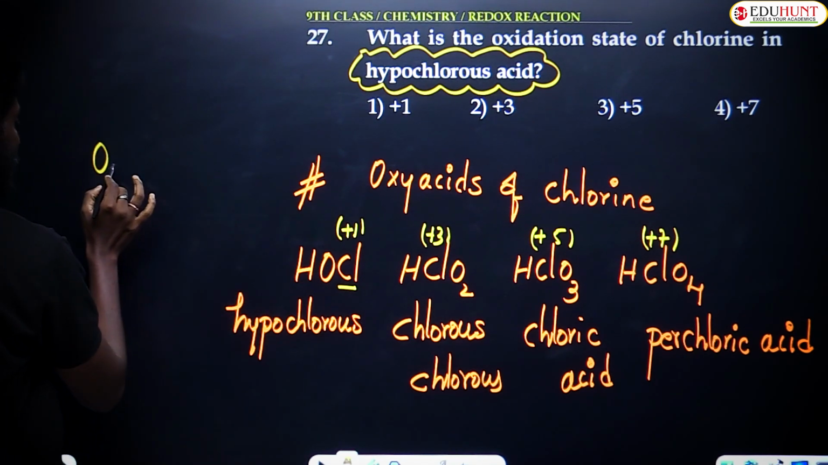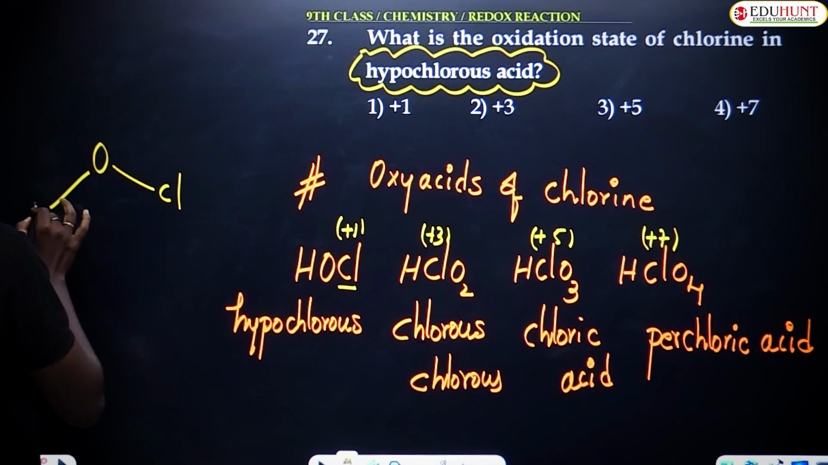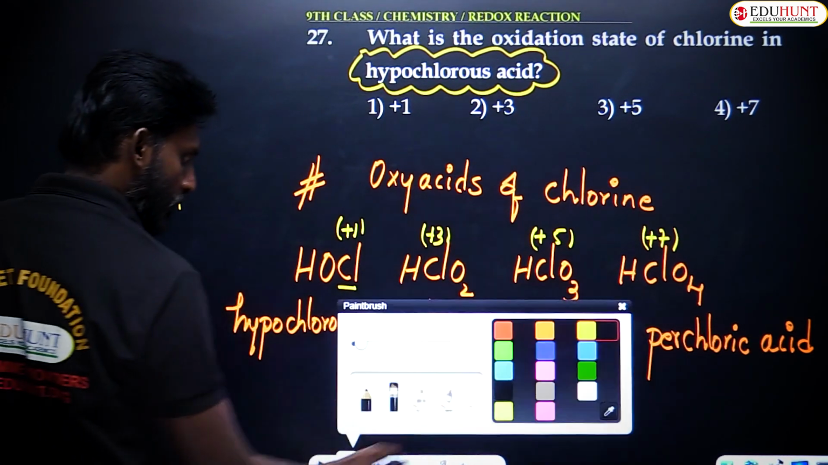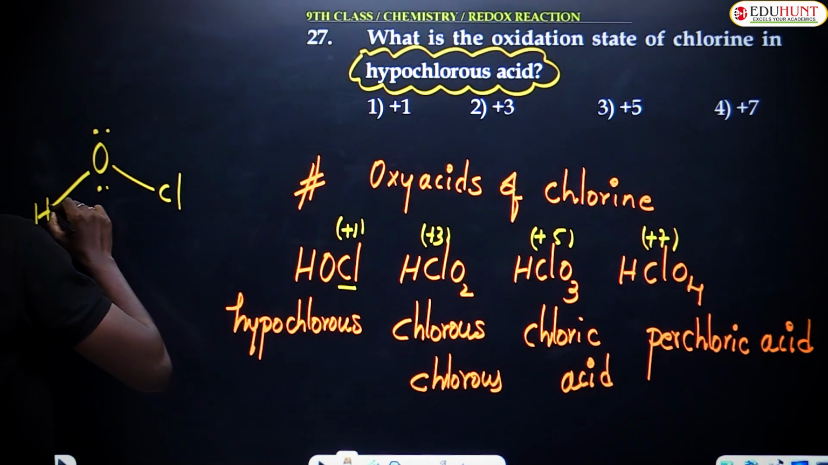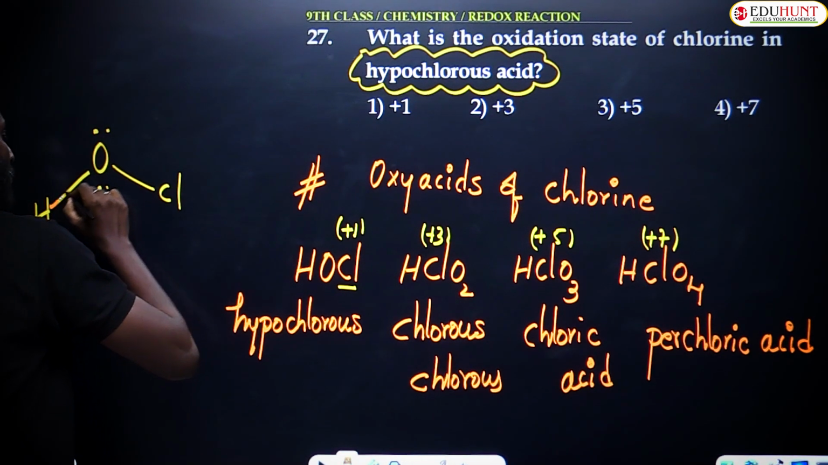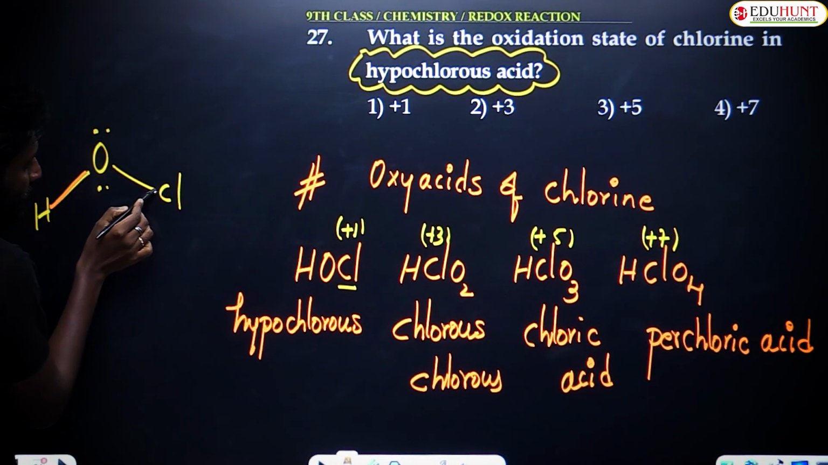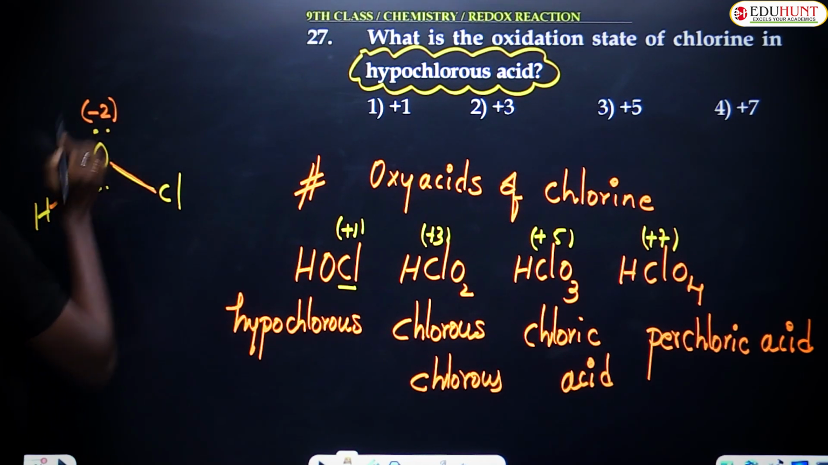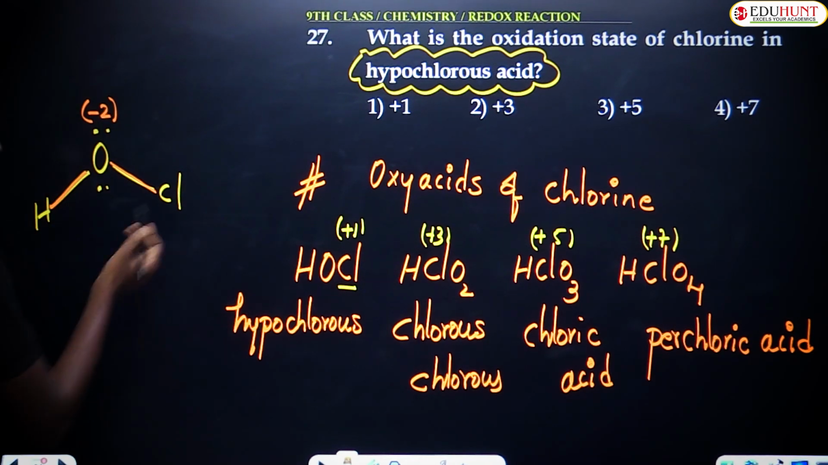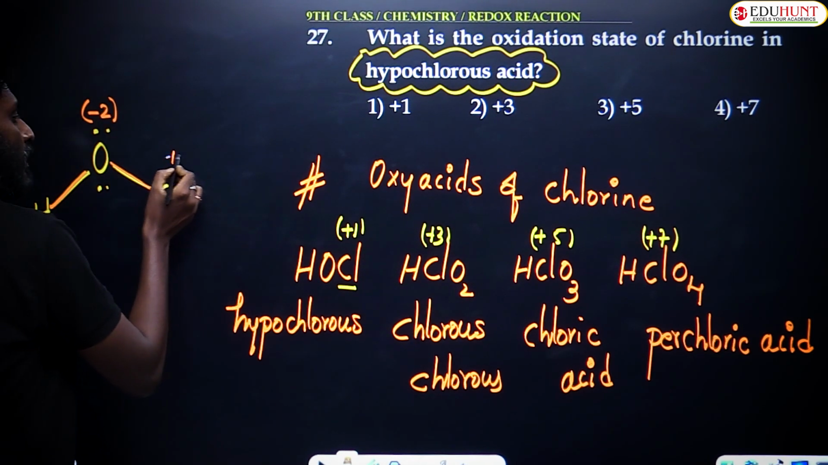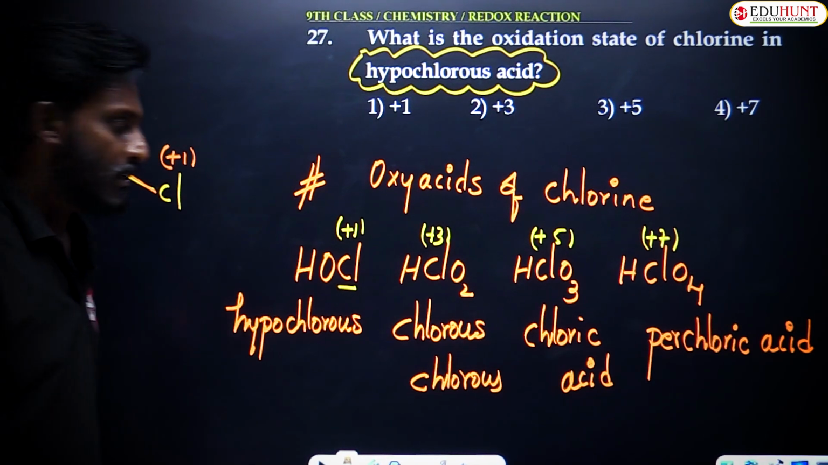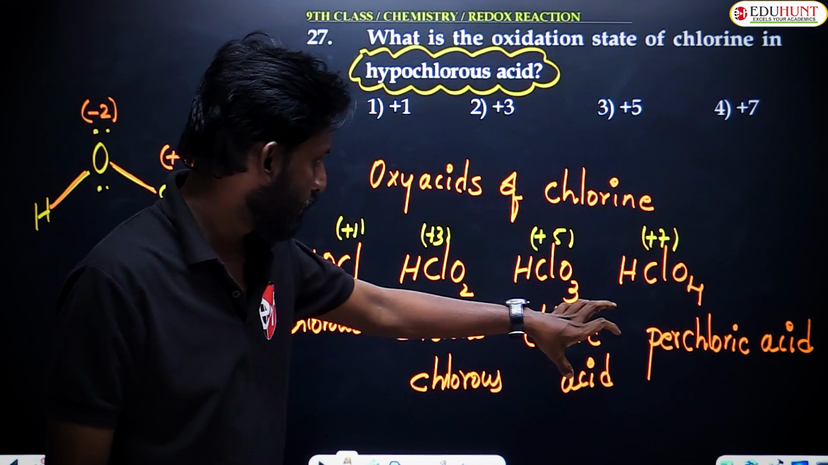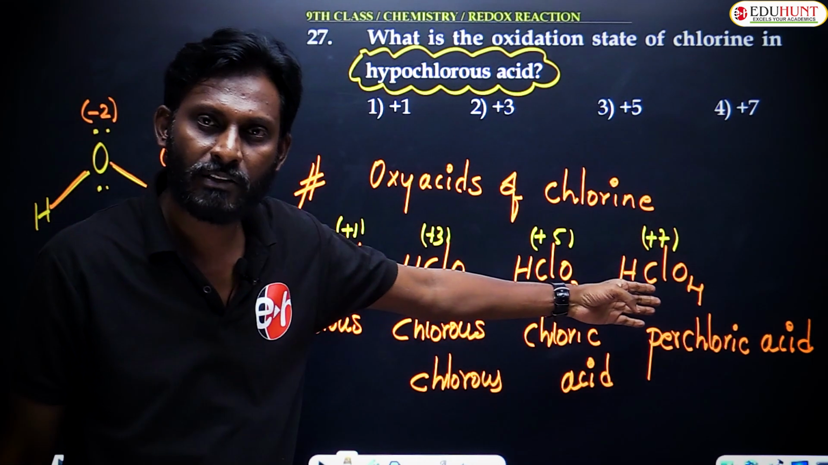And the structure of this hypochlorous acid is like this. Compared to chlorine, oxygen is more electronegative. So for this bond, oxygen will get -1, for this bond, oxygen will get -1. So the oxidation state of oxygen here is -2. Obviously, chlorine is losing, right? So, chlorine is in +1 state. Like that you are going to determine. For better understanding, I'll explain one more example here also. Let me explain HClO4. Can I explain?